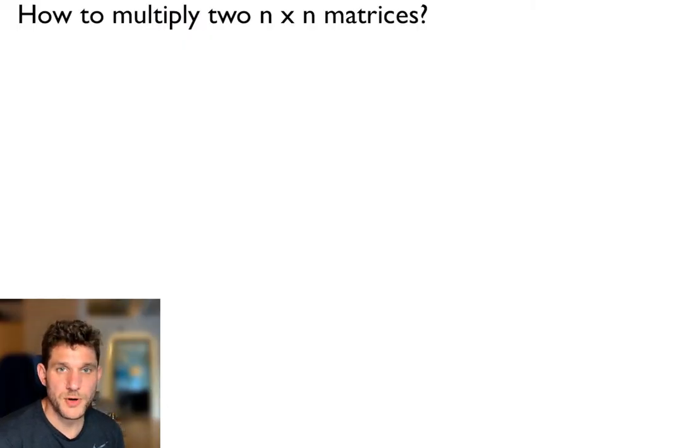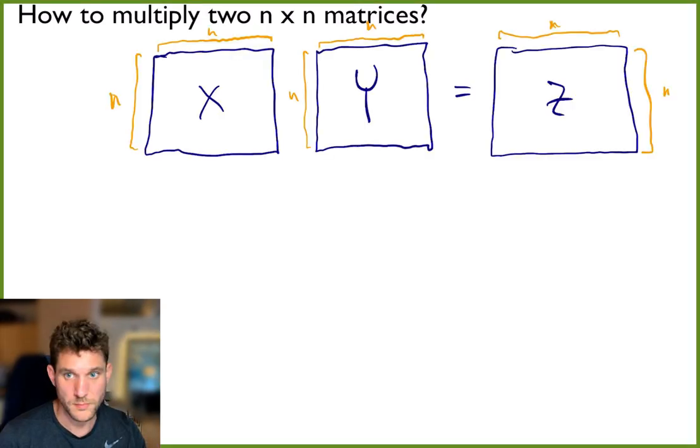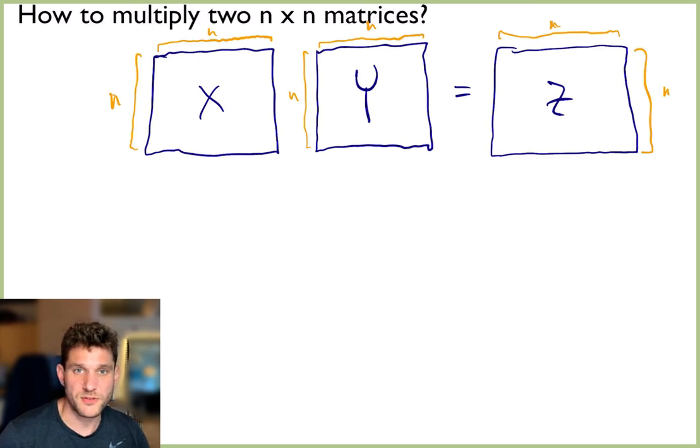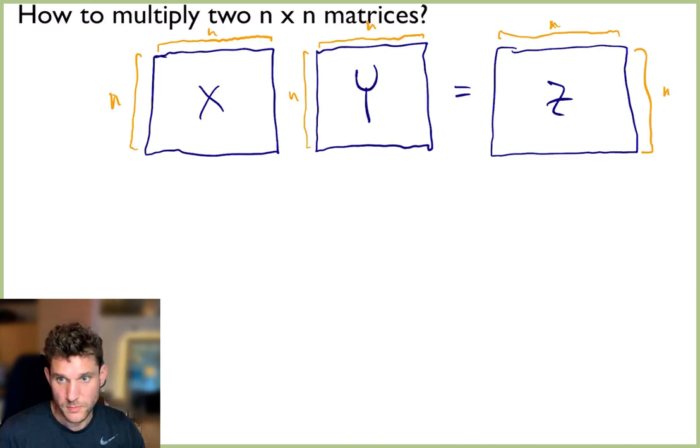Okay, so now we're going to think about how to multiply two n by n matrices and what the standard algorithm is for doing that. So here we have these two n by n matrices, x and y, right? They're both n by n matrices, and we're going to multiply them together to get z, which is also going to be an n by n matrix. Okay, so what's the algorithm to compute this matrix z? Let's think about the algorithm we need to compute the entries of this matrix.